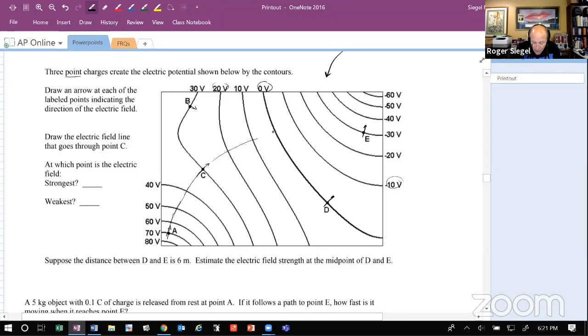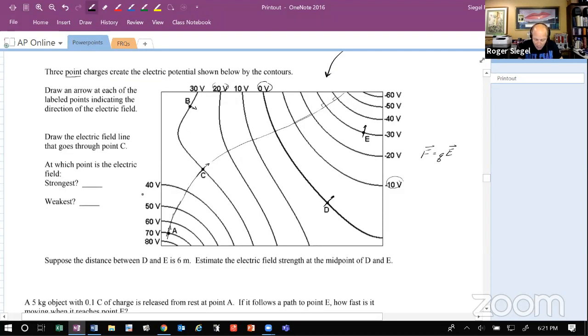Now, please do not confuse this line with a path that the charge would take. The charge is not going to take this path. However, this tells me in which direction it will be accelerating. Again, don't confound acceleration and velocity, because since this is the direction of the electric field, this is the direction of the force, because F vector is equal to Q E vector. All right, so that would be the electric field line through point C.